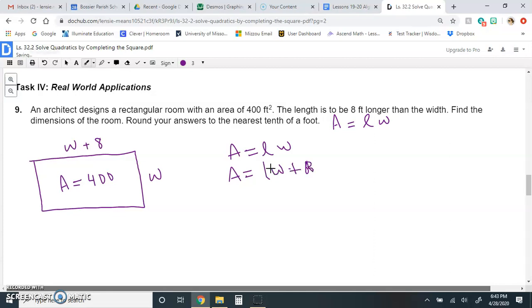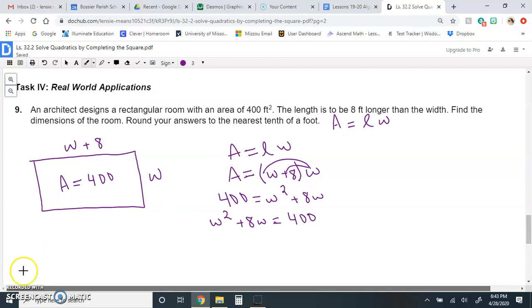Ooh, this is not looking good. Sorry, guys. Length in parentheses, W plus 8, and then my width. So my area, which is 400, I can plug that in as well, and then I can distribute this. Trying to get this as simple as I can. I can use completing the square here to solve this, and if you want to write it like our others, it might look a little more familiar with the 400 on the right side. But go ahead and pause the video, see if you can use completing the square to solve this.